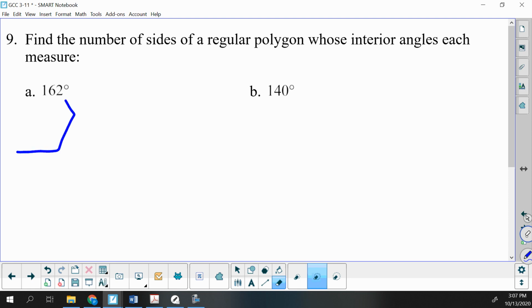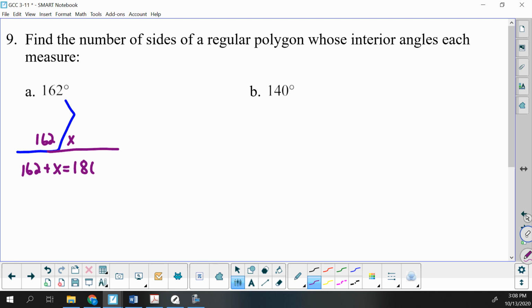So again, let's just draw a random picture of part of a polygon. Let's extend that side to make an exterior angle. 162 is the interior. So now let's call x the exterior angle. So we know 162 plus x should equal 180 because they're angles on a line. Subtract the 162 over, and we'll get that x equals 18 for the exterior angle.